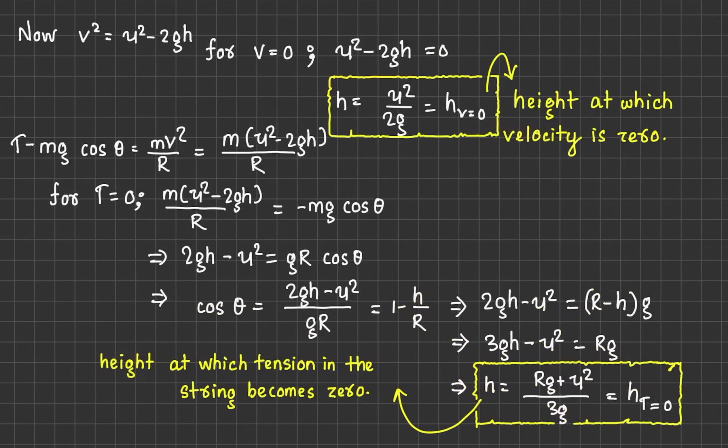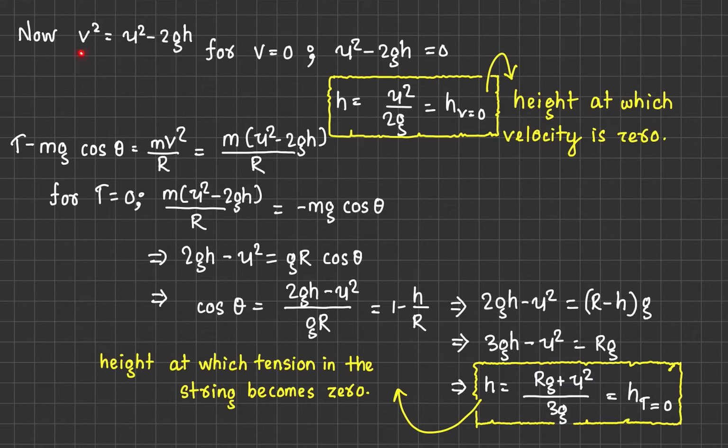Next, as we have discussed, both velocity and tension gradually decrease as the object moves up. So why not find the height at which they will be 0? If our velocity is not up to the mark, not like root over of 5gr, then both of them will decrease, and at some point they might become 0. Now let's find at what height they become 0.